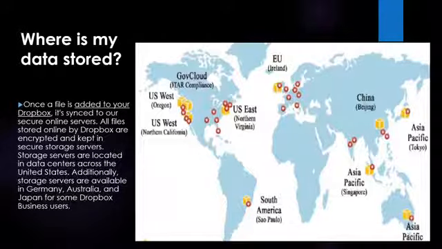Where is my data stored? Once a file is added to your Dropbox, it's synced to our secure online service. All files stored by Dropbox are encrypted and kept in secure storage servers. Storage servers are located in data centers across the United States. Additionally, storage servers are available in Germany, Australia, and Japan for some Dropbox Business users.